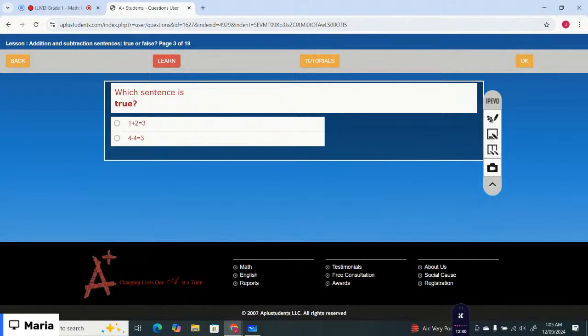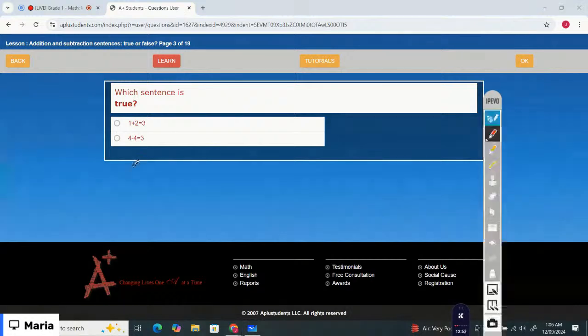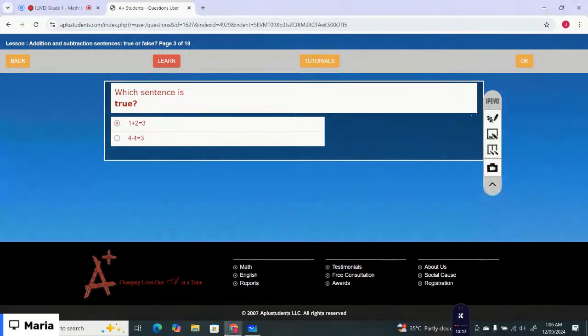Which sentence is true? 1 plus 2 equals 3, and 4 take away 4 equals 3. Which is the correct option? Option number 1 is the correct option, because 1 plus 2 is 3. The second one is not correct: 4 take away 4 is not equal to 3. 4 take away 4 is 0. So the correct option is option number 1, that is 1 plus 2 equals 3. Got it?